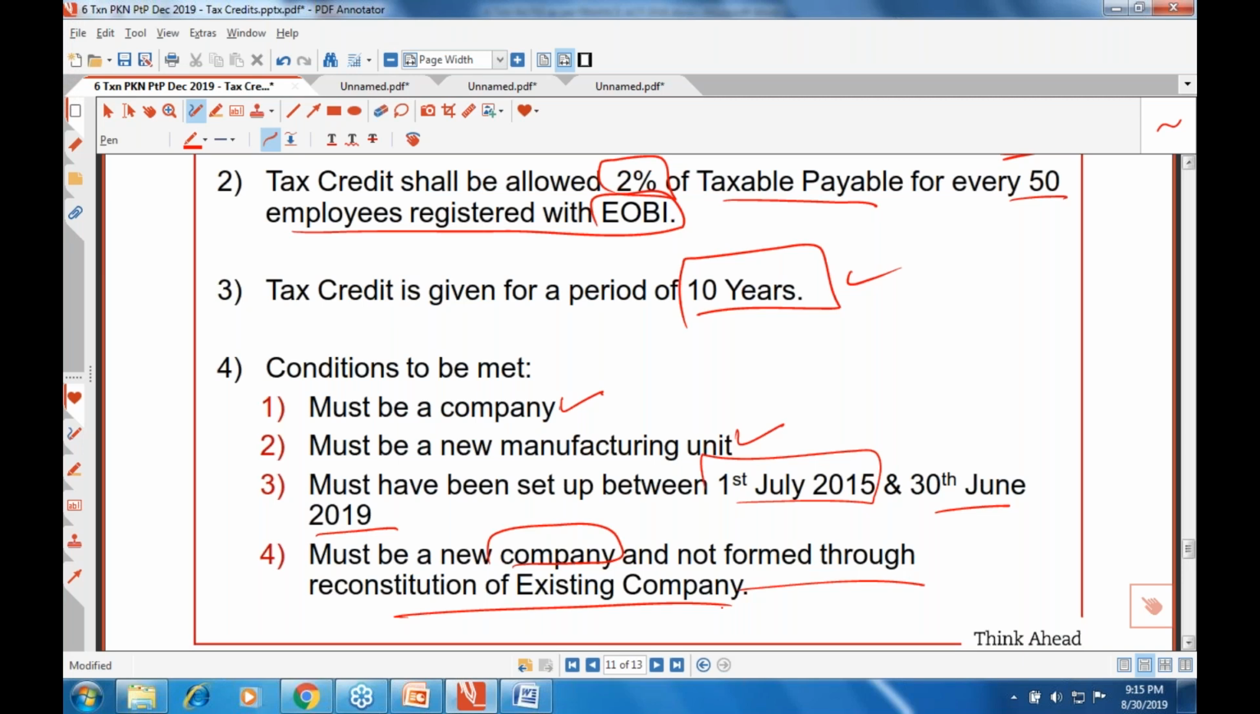You cannot claim exemption. It's about creating new employment. It's not about actually just benefiting by doing nothing. It's about creating new employment. So how do you create new employment? You create new employment by actually setting up a new manufacturing unit. So if you have set up a new manufacturing unit, you will be eligible to claim this reduction. Otherwise, you cannot claim the reduction.